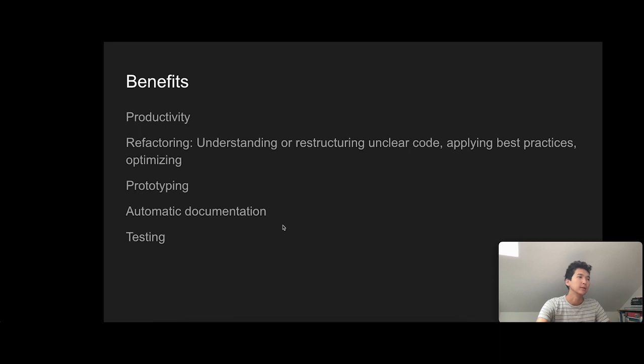What is good is also the refactoring. You can, for instance, restructure some unclear code and get ideas on how to make your code better, apply best practices, optimize your code, and so on. It's good also for prototyping, quick things. We've talked already about this, that you can create automatic documentation with the AI tools, and testing. Unit tests, for instance, are really good for this.